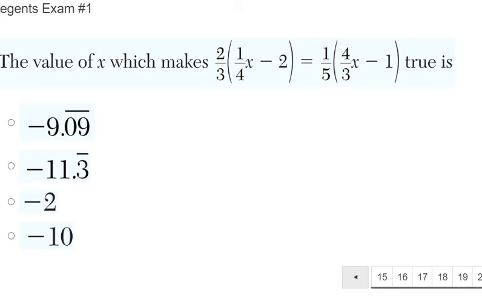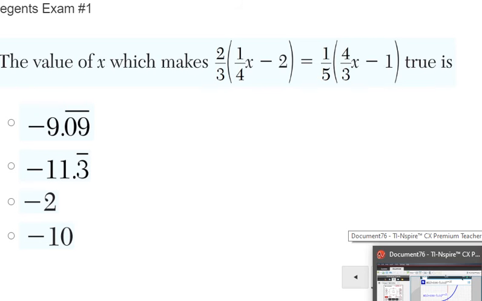Okay. And this question looks like a lot more work because the value of x which makes 2/3 times the quantity 1/4 x minus 2 equals 1/5 times the quantity 4/3 x minus 1 true, is. So they're saying solve this equation for x. But they give us the answers. So here, I'm going to my graphing calculator because I want to work smarter, not harder.